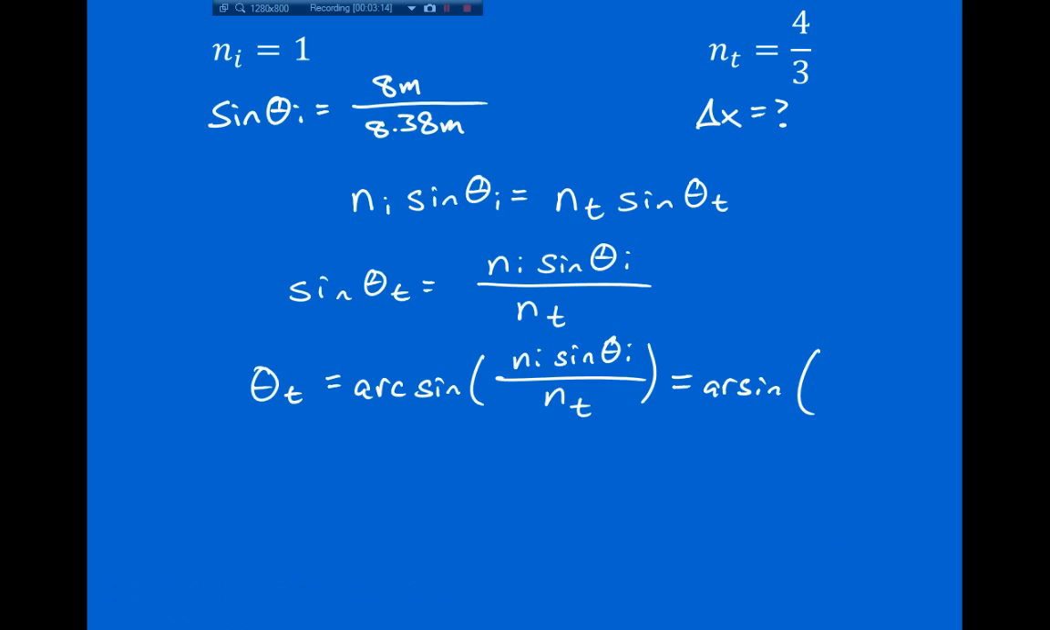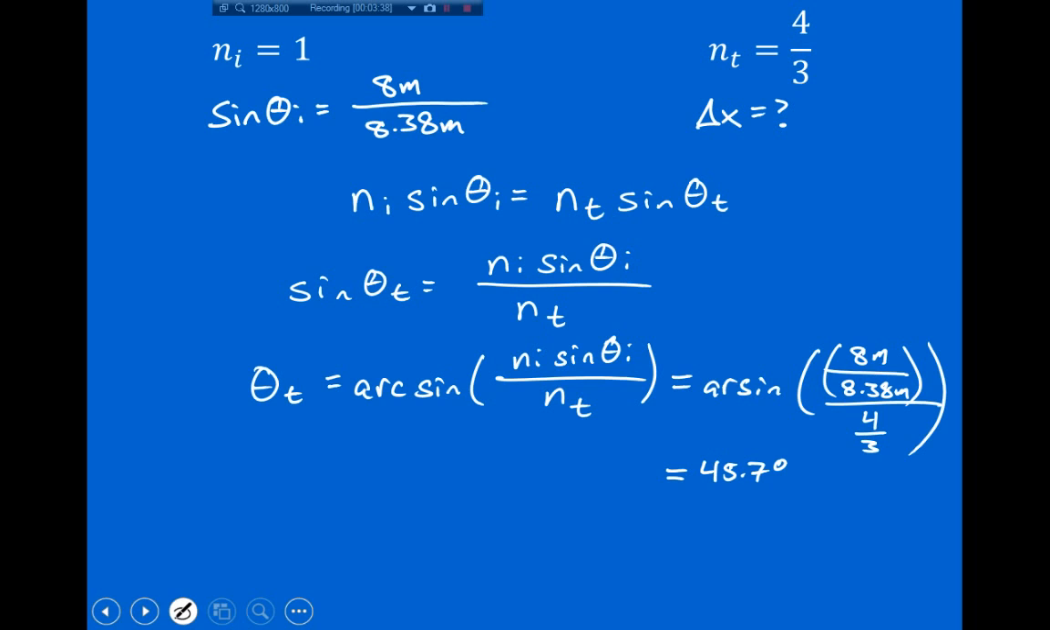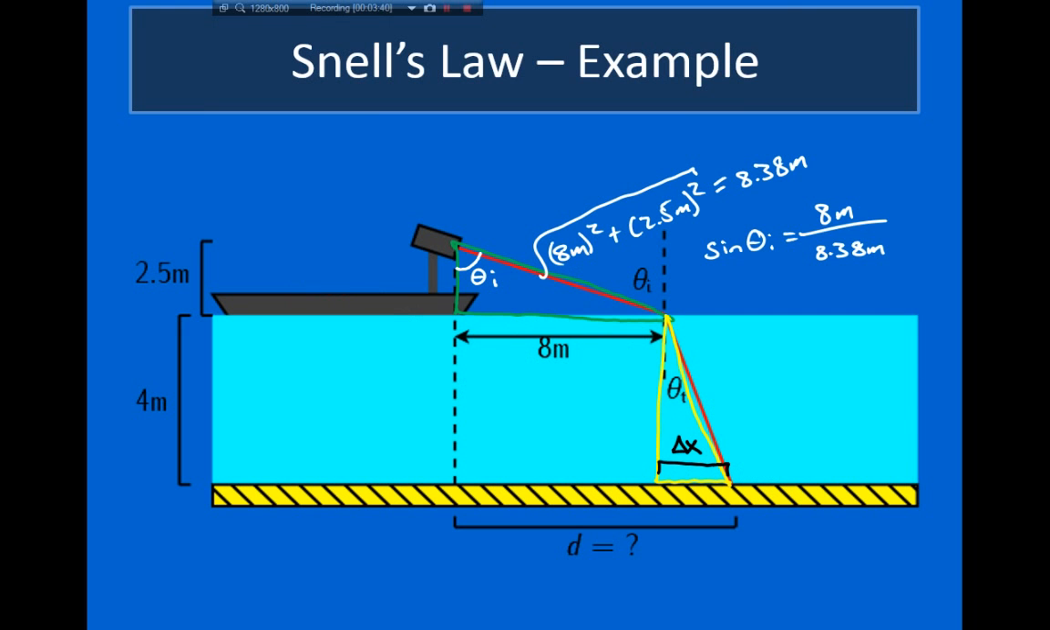My initial material was air, so this has an index of refraction of 1. The sine of the incident angle is equal to 8 meters divided by 8.38 meters. So that's what I have in my numerator. And the transmitted material is water, which has an index of refraction of 4/3. And if you plug this into a calculator, you'll see that this angle is going to be equal to 45.7 degrees. So that's what this angle right here is. So let me go ahead and just label that. So this is 45.7 degrees.